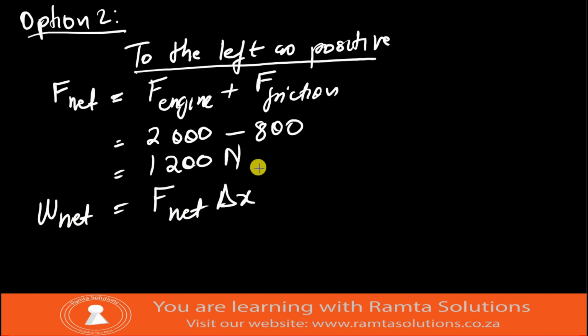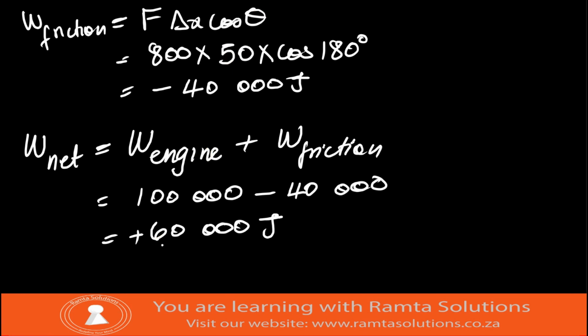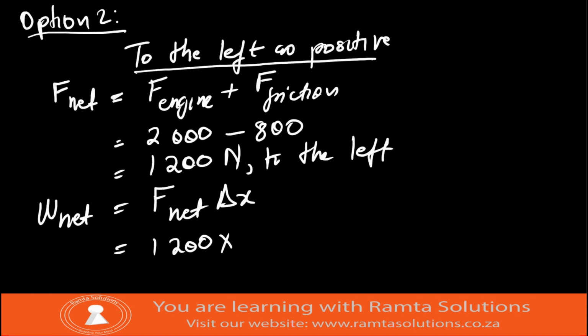By the way, this is to the left, right? Now, what is F net? It was positive 1,200. What was the displacement? The displacement was 50 meters. So 1,200 times 50, 12 times 5 is 60. So this will be positive 60,000 joules. As you can see, positive work is done.